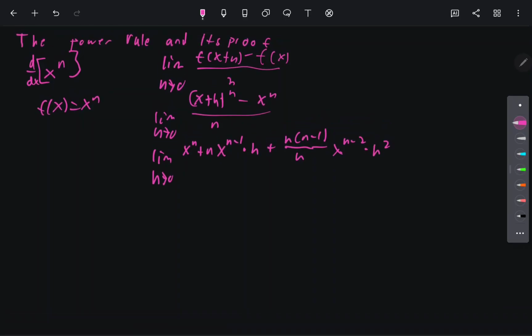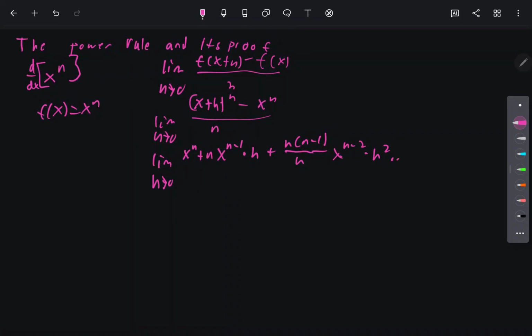Adding on to that, I'm going to put dot, dot, dot, just to show that this is going to go on for a while. If you know the full binomial theorem, you'll know where it goes. But at the very end, there's going to be an h to the power of n, and all of this is over h. Then we also have a minus x to the power of n. This x to the power of n and that x to the power of n are going to cancel, and all of the remaining terms of the binomial theorem are going to have h's in them.